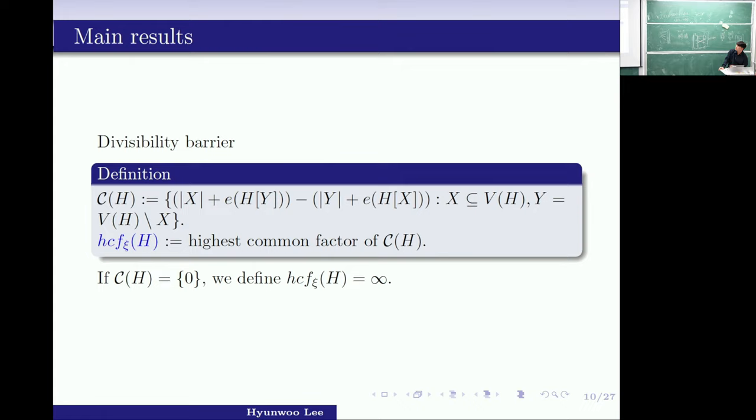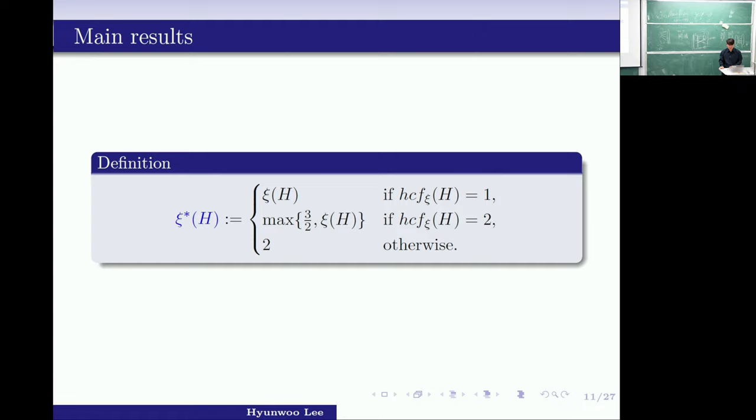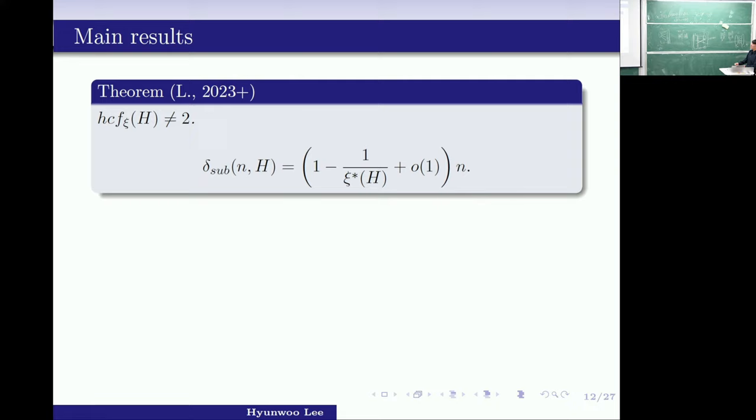Now we are ready to define our parameter psi star H. If HCF is 1, it means the divisibility barrier doesn't affect, so we just set this the same as psi_H. And if HCF is 2, then we set this value as the maximum of 3 over 2 and psi_H, and otherwise just set it to 2. You might feel this maximum of 3 over 2 and psi_H is weird, but it is a natural number to appear. I will explain it later. Okay, now we can state our main theorem exactly. So this is my first main theorem.